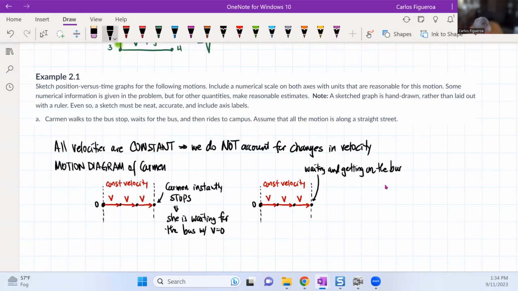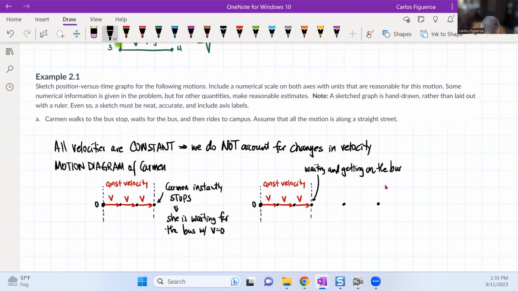Now this picture is going to be crazy because guess what? The bus doesn't stop. The bus continues to move. So what does Carmen have to do? She has to jump onto the moving bus. How realistic is that? Not at all. But this is to make things as easy as possible. I didn't say this would be a realistic problem.